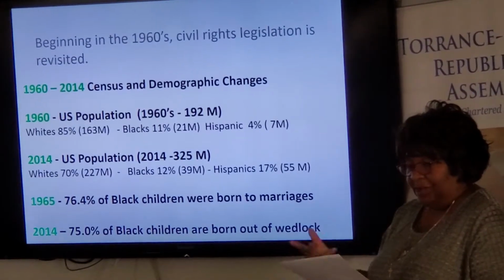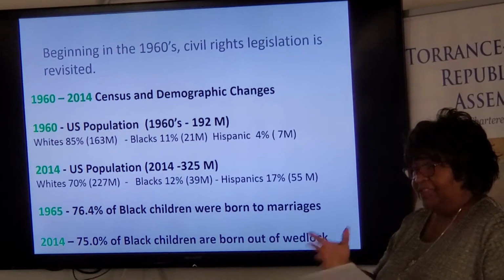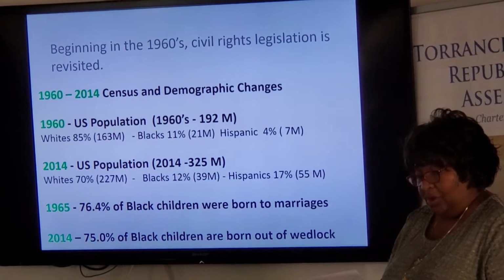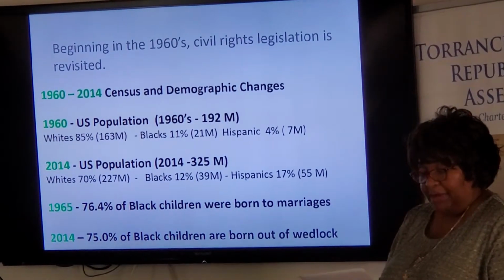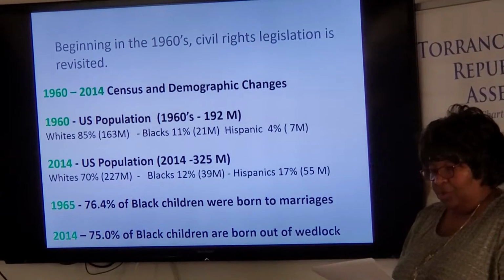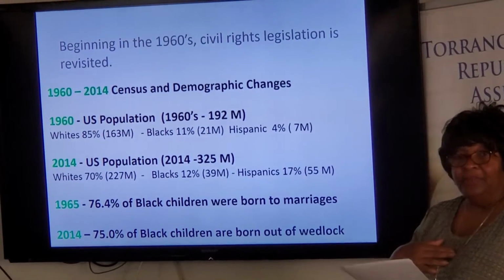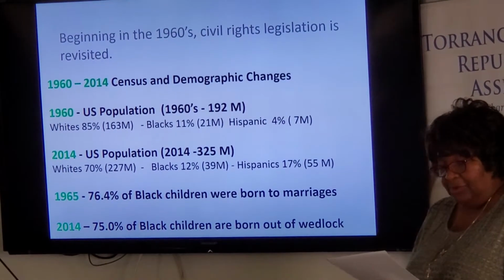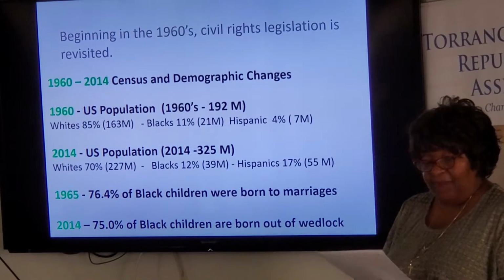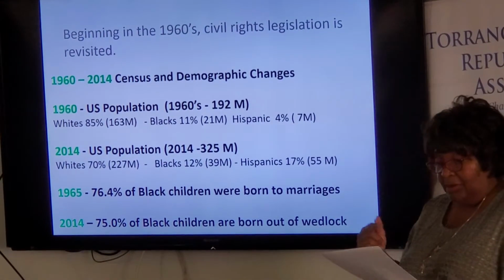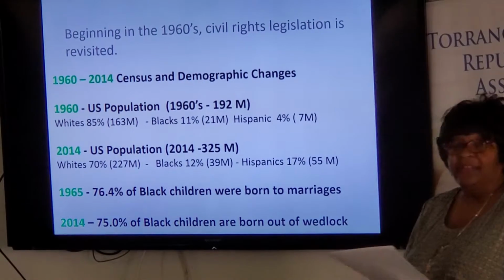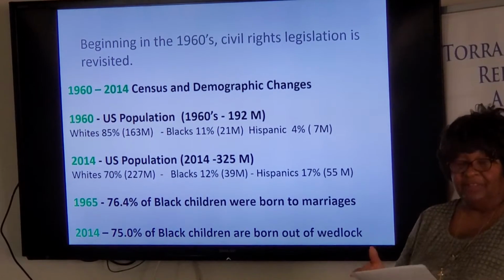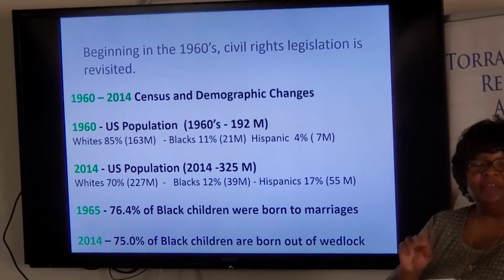Here's a census and just the demographics of the United States. And like I said, these are estimates, because you read different places, there may be different things going on. Okay, so the U.S. population in the 1960s, whites were about 163 million, blacks were about 21 million, Hispanics only 4%. We were going up in California, there were not a whole lot of Hispanics. 2014 U.S. population, whites have gone down from 85% to about 7%. Blacks have gone up just 1%, and Hispanics now are 17%. Here in California, Hispanics are about 16 million, whites about 14 million, blacks only 2 million.